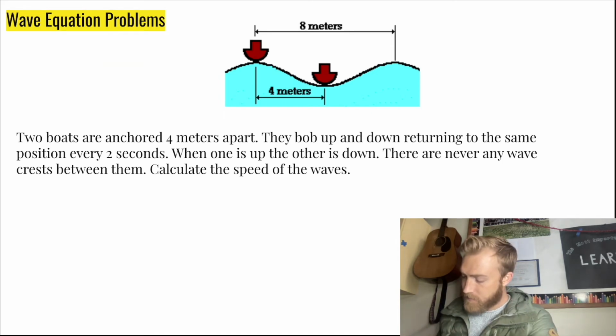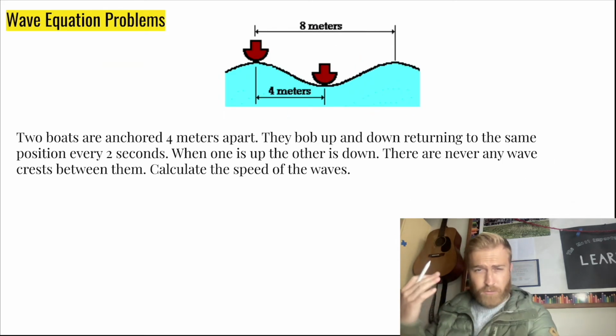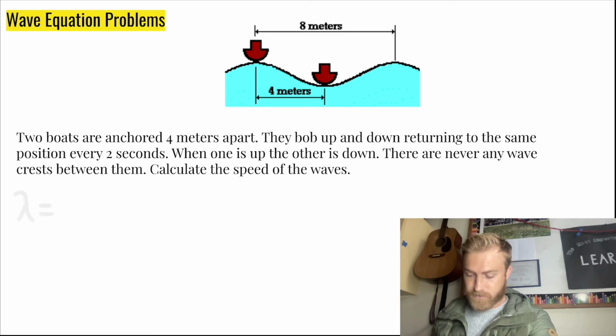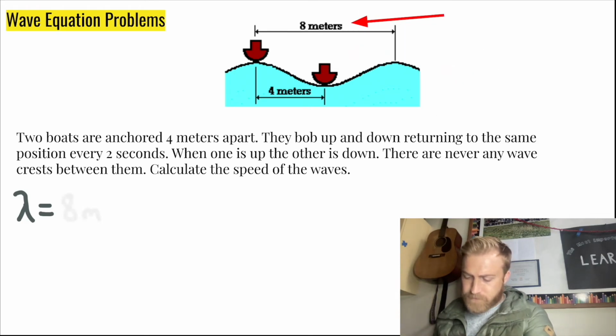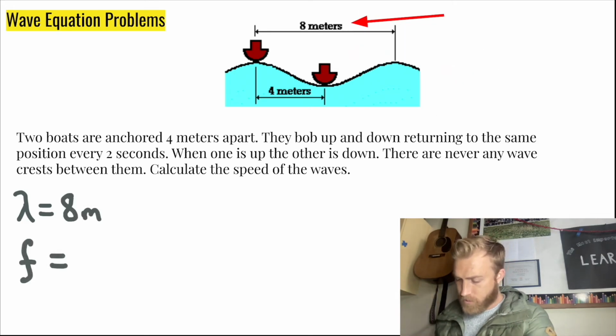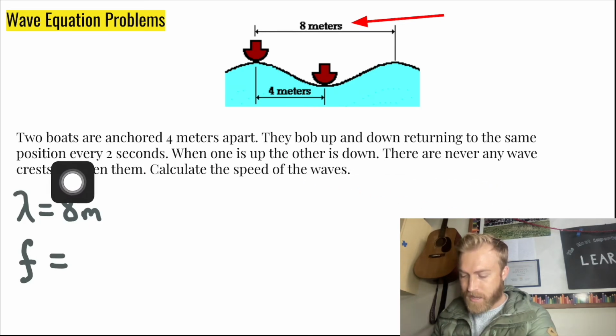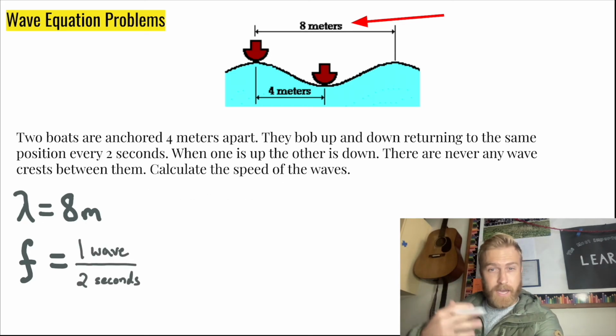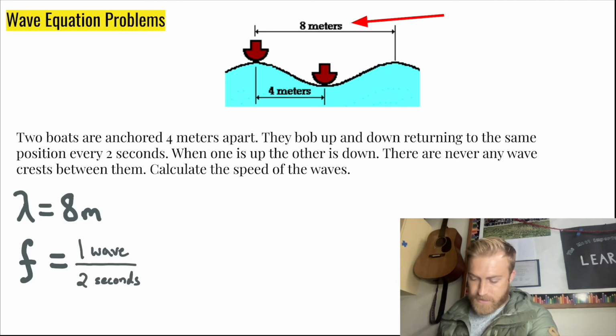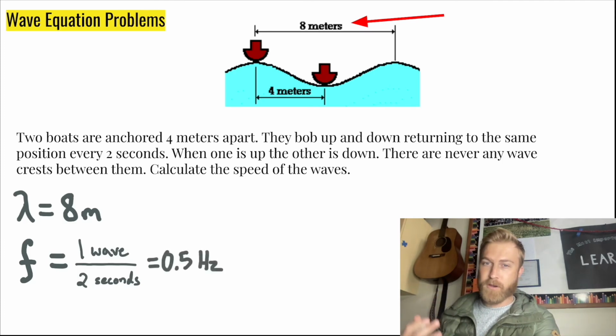Well, they have this nice image for us. And we just got to write down what we know. Well, do we know the wavelength? Yeah, it's right there, 8 meters from crest to crest. Do we know the frequency? Well, it says they bob up and down, returning to the same position every 2 seconds. So that tells us that there's one wave every 2 seconds, or one oscillation every 2 seconds. So we know that the frequency is 0.5 hertz.